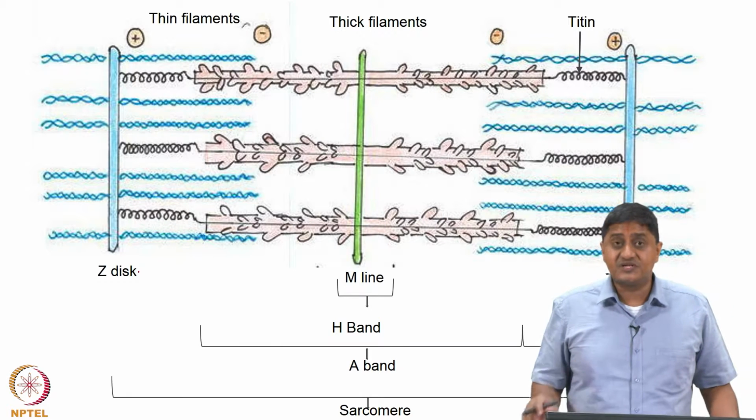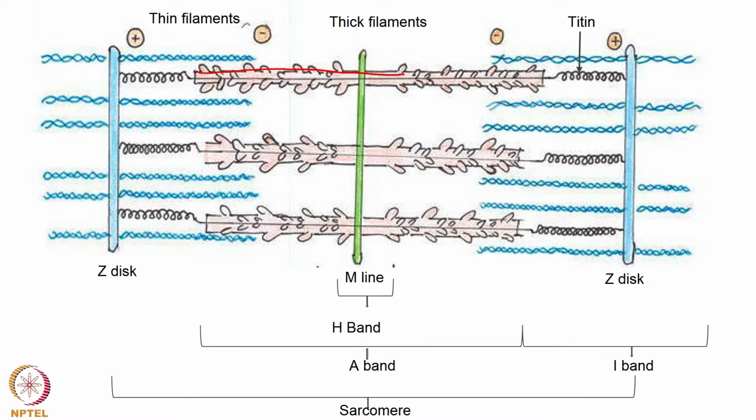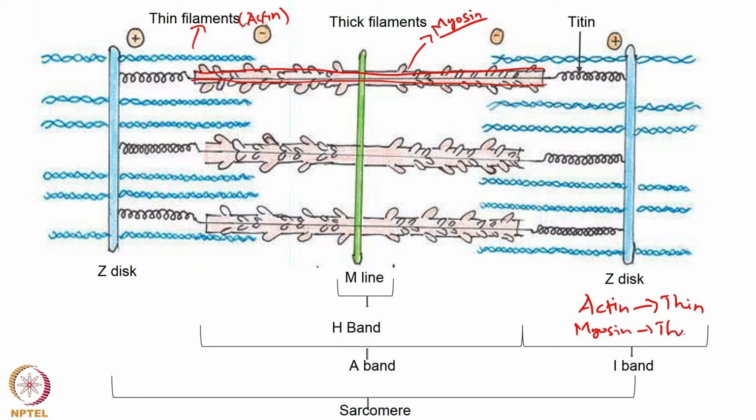Now, let us go back to the situation of the thick and thin filaments. Here are the thick filaments. Okay. What is the name of the thick filament? The name of the thick filament is myosin. The thin filament is called actin. How do you remember which is which? Actin is thin, then the other one is thick, and myosin is thick. So, actin rhymes with thin. Okay. That is how you remember which is which.